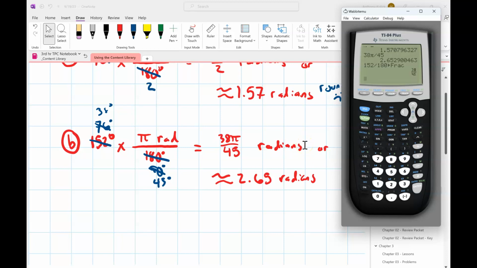As we're doing stuff, I'll continue to show you things your calculator can do that can be helpful to you.